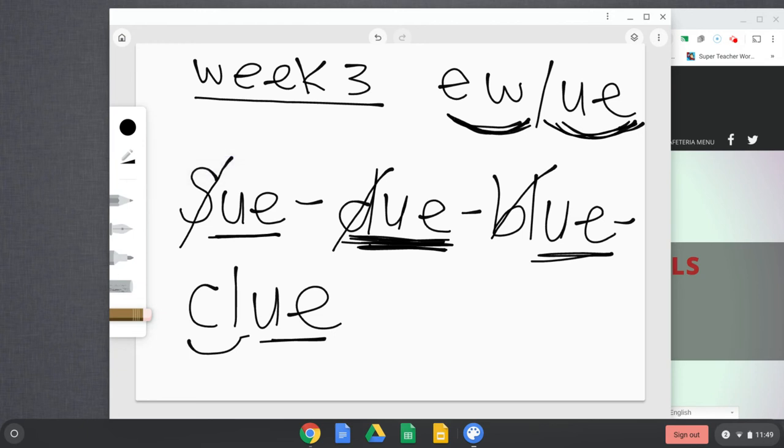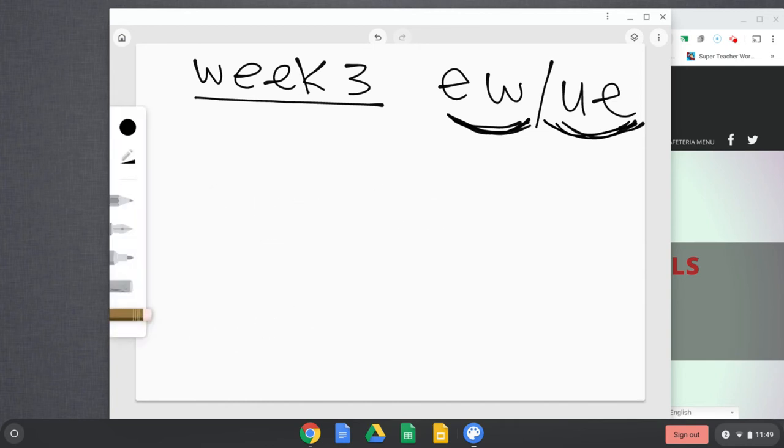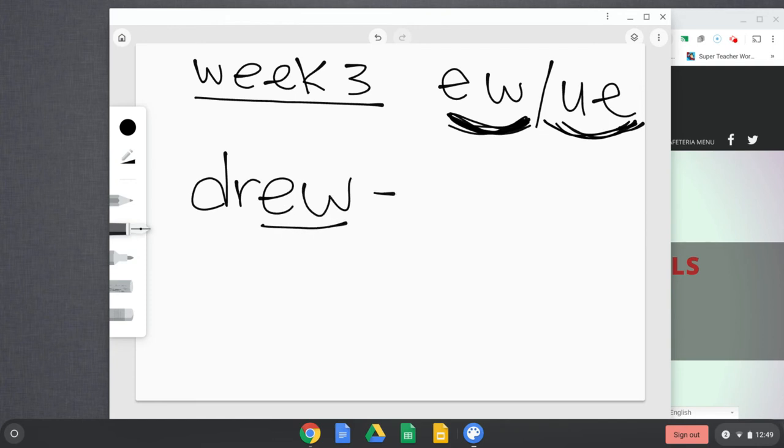Good. Okay. Next chain. I'm going to erase, but you don't have to because I love seeing your work. All right. Next chain, we're going to use the EW. First word, drew. This could be a name, so you could capitalize it, but this is just going to be like, I drew a picture yesterday. Drew. We're going to use that EW to make oo this time.